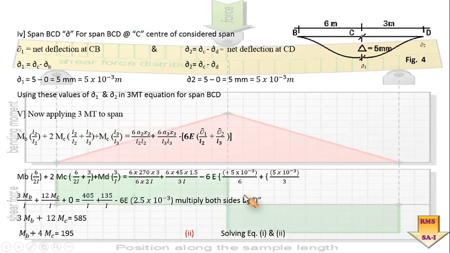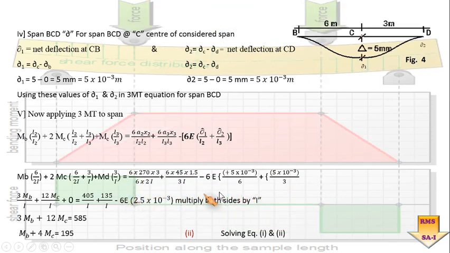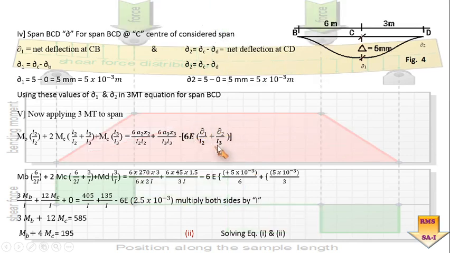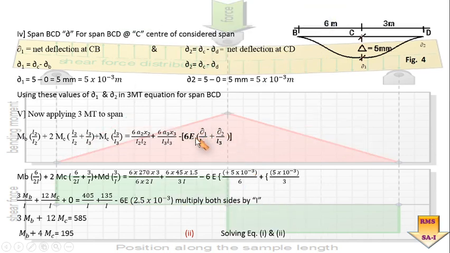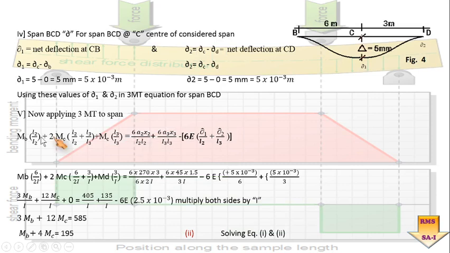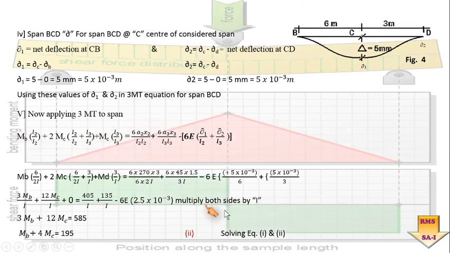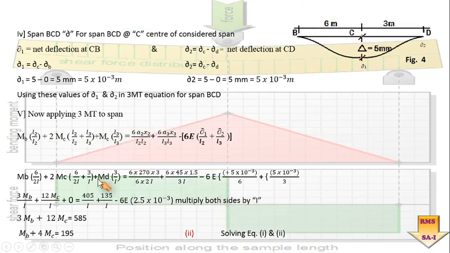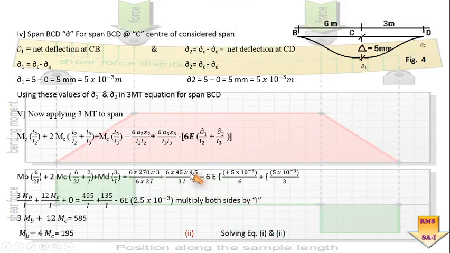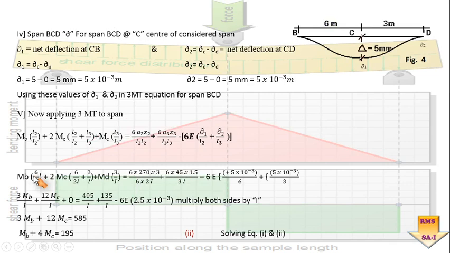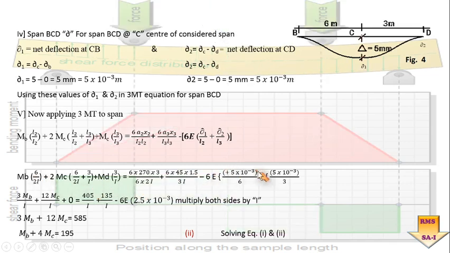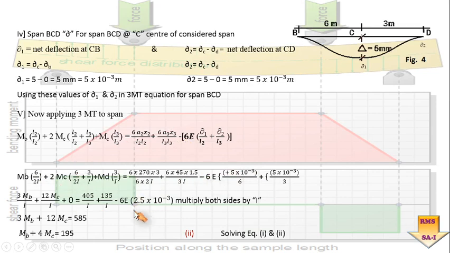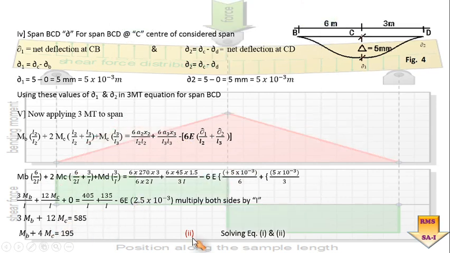Another thing to keep in mind is that when we are dealing with Clapeyron's theorem, this effect of sinking doesn't have any I, and the rest of the terms have the value of I. So for cancelling that effect, I am just multiplying both the sides by I. So I on the remaining part is going to get cancelled and it will remain with this particular effect of delta. Simplifying that, we are getting this equation number 2.